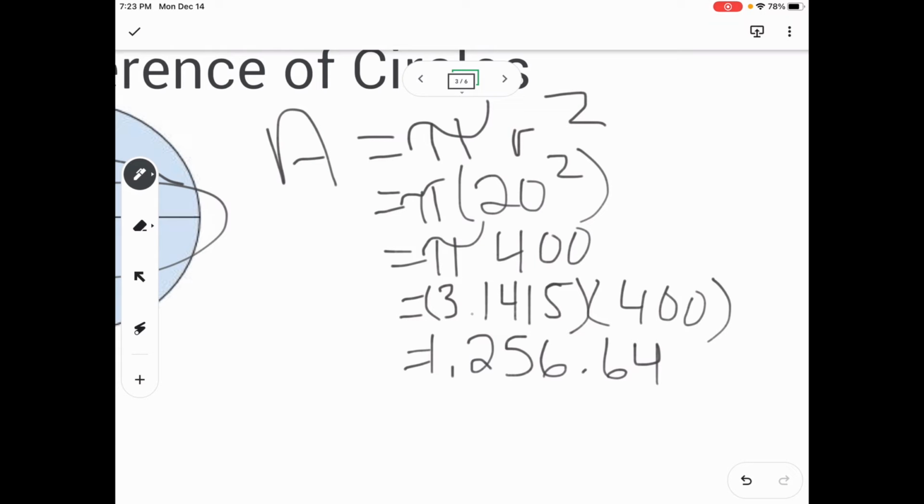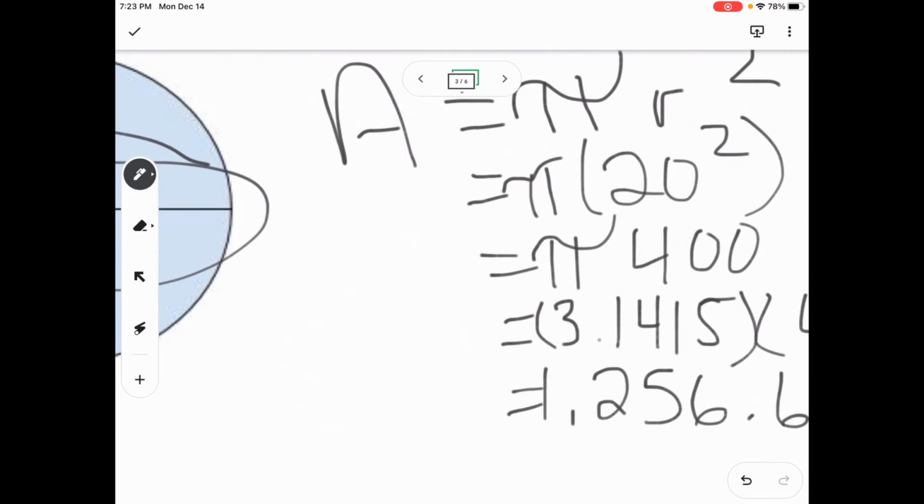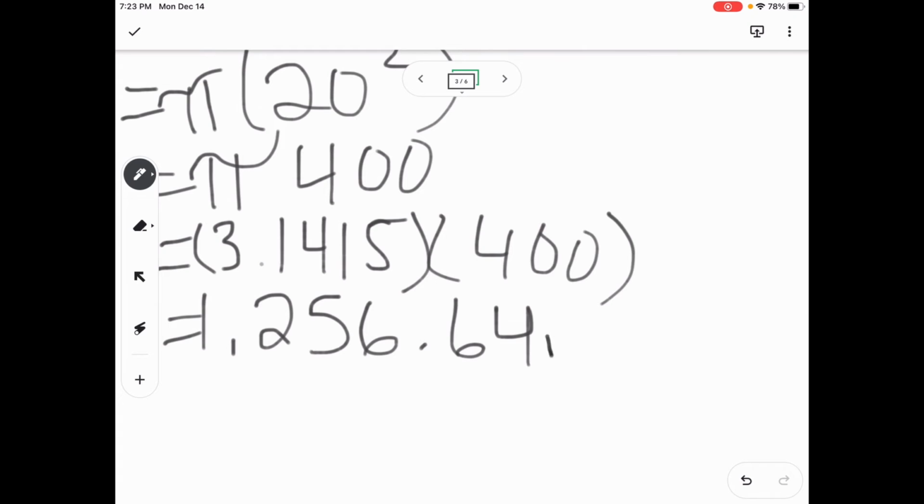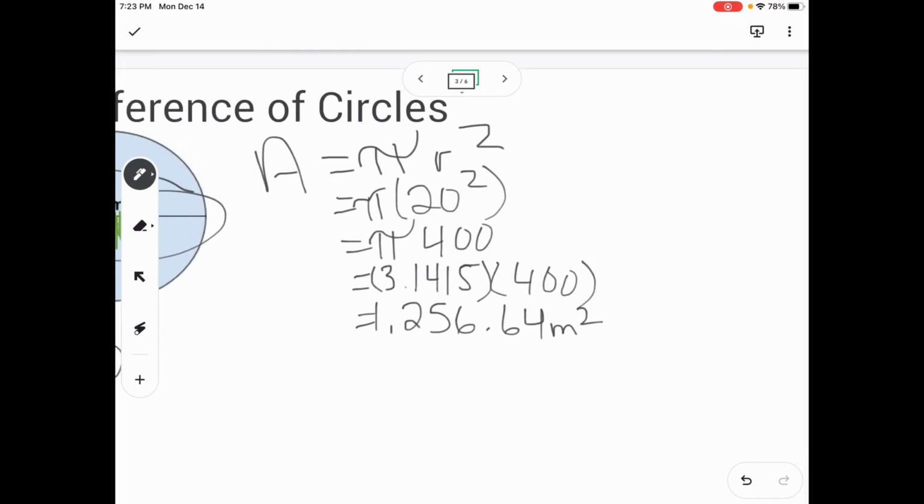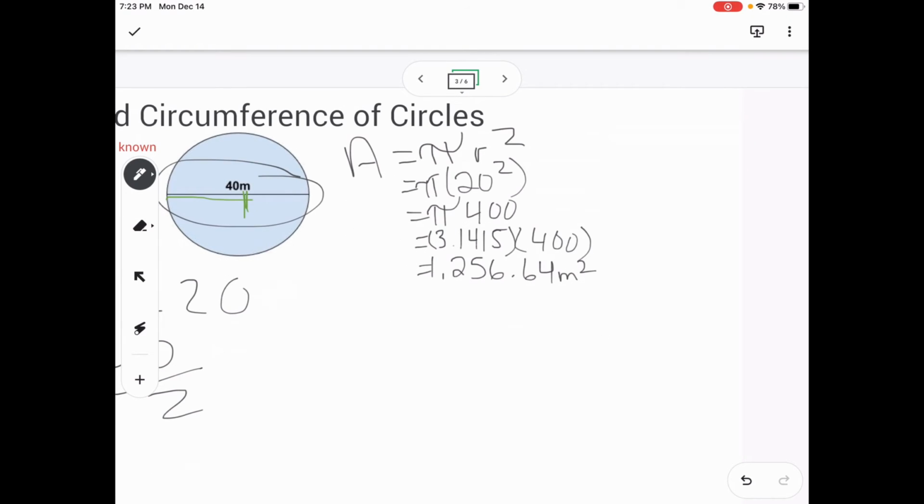And the answer that we get here is 1,256.64 rounded. And again, we need to make sure that we use our proper units of measurement. So because this is an area question, we always have to finish it off with units squared. We have our equation. We've shown all of our steps. We've ended off with our answer and our units squared.